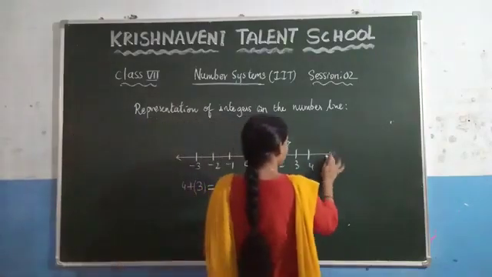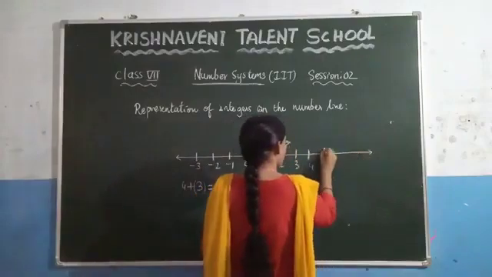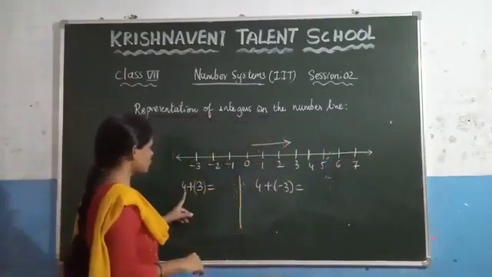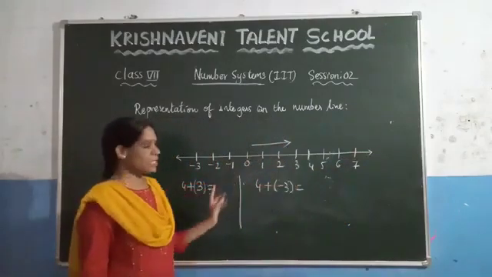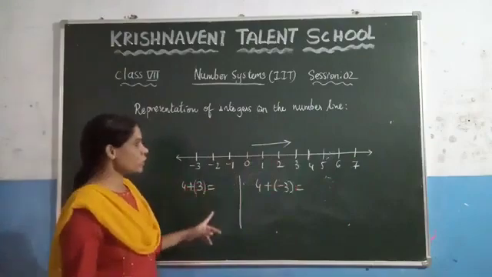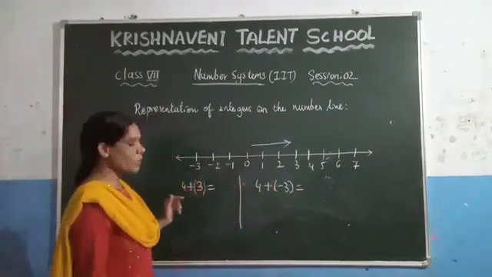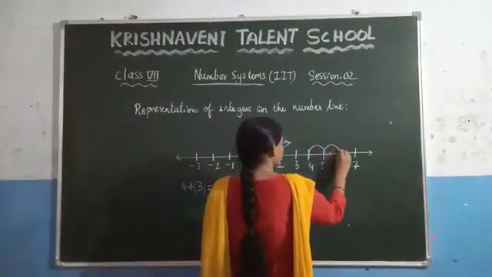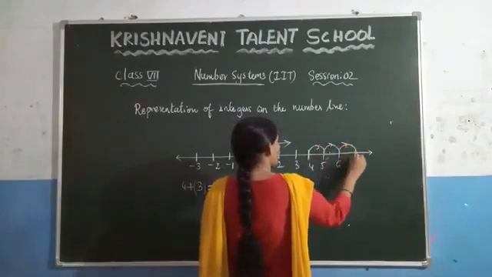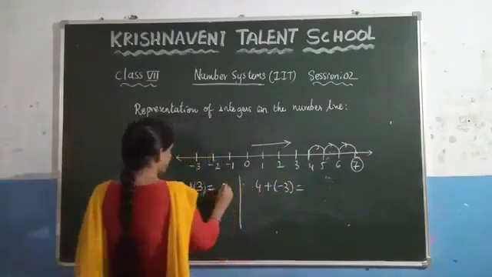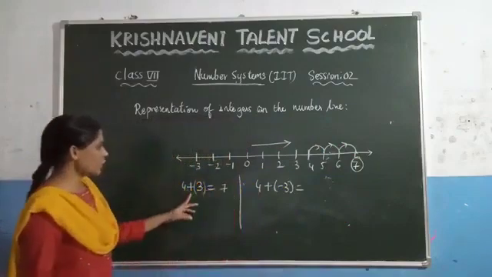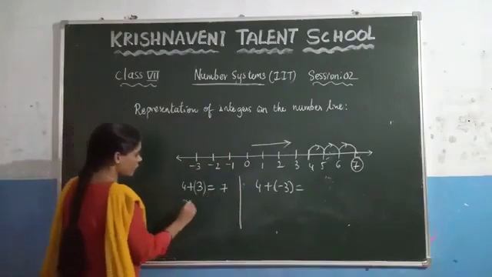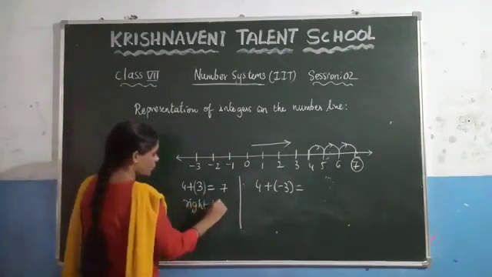At this point, extend the number line and write a few more numbers. First you go to the first number, which is 4. Since we are adding a positive number, you go to the right side of the number line. How many steps do you need to move? 3 steps. So move 3 steps: 1, 2, 3. What will be the answer here? 7. So while adding a positive integer, we move to the right side of the number line.